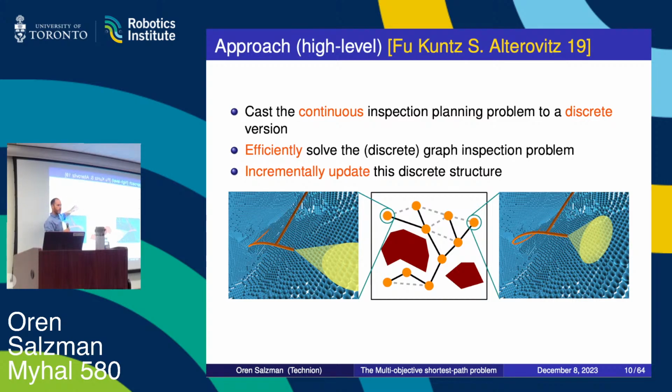How do you solve the discrete planning problem here? It's a question to you guys. Use A star. You run your shortest path algorithm on the graph. Dijkstra, A star, whatever you want, right? And then you update this structure. So the question is, what is the equivalent of Dijkstra A star in this setting?